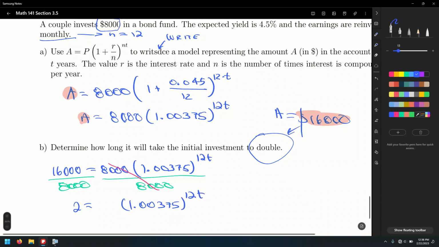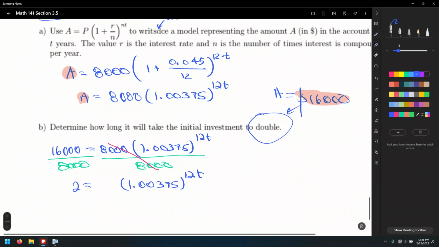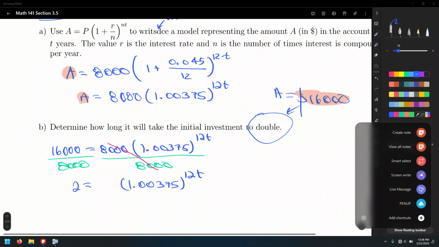The reason I left that space is because at this point we need an operation to get rid of the exponential so we can solve for t. And that operation is the logarithmic operation. Again, you have two options. You can take log on both sides, that is log base 10 or the common logarithm, or you could do the ln, whichever you prefer. It's going to give you the same result. So I'm going to do ln.